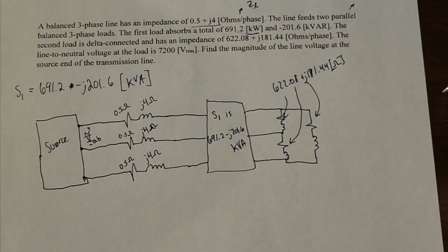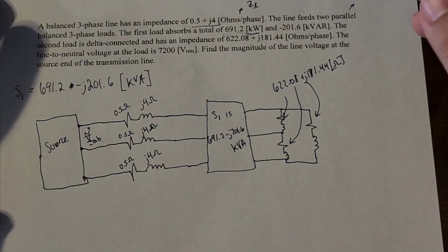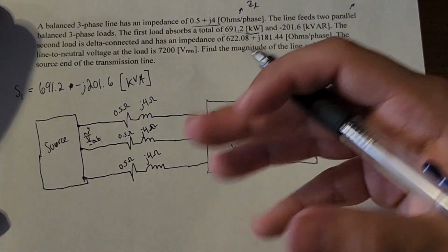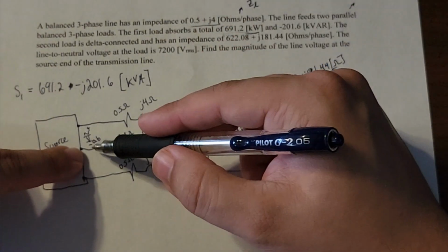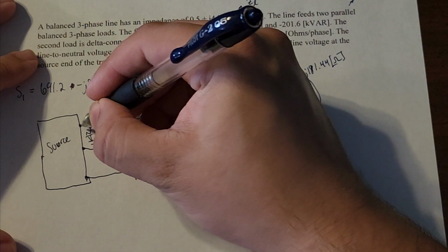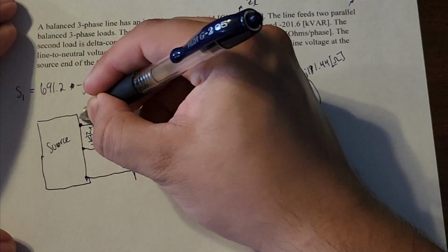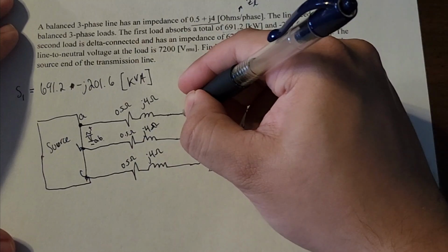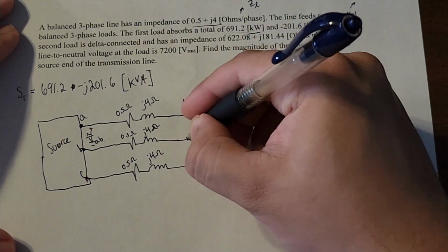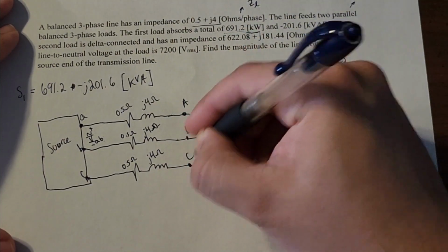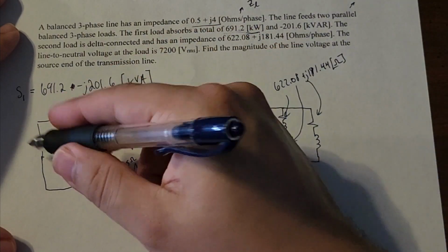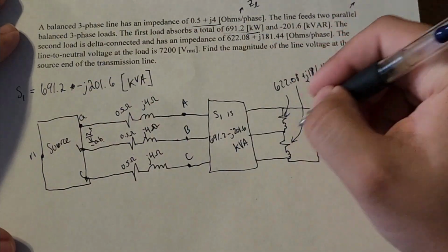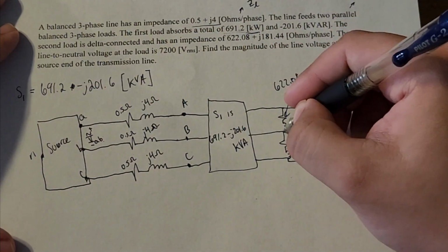Now it says the line-to-neutral voltage at the load is 7200 volts. Well, when we're labeling this, why did I put little a, little b here? Well, little a, little b is the connection from the source to the line. So we have a, b, and c. After the load, we have capital A, capital B, capital C. And at the source, we have little n over here and big N over here. Or I guess big N would be right here.